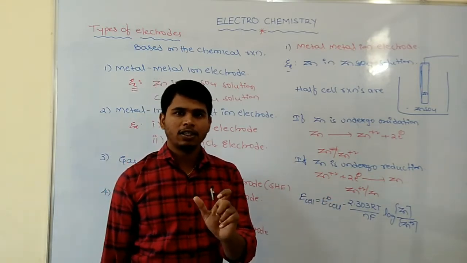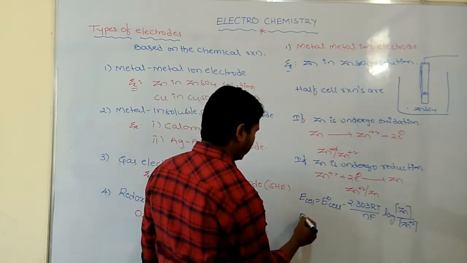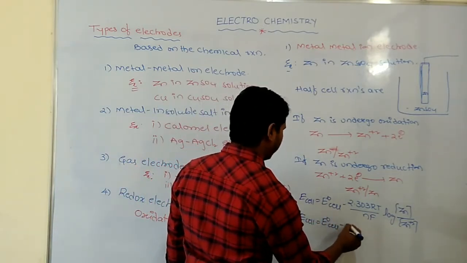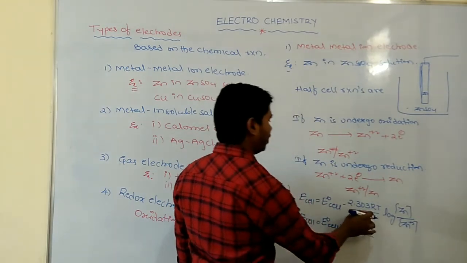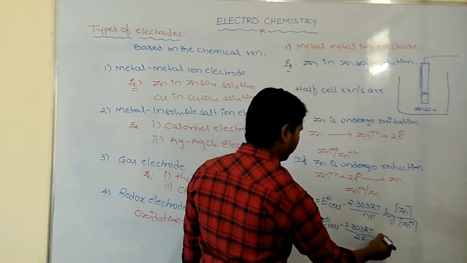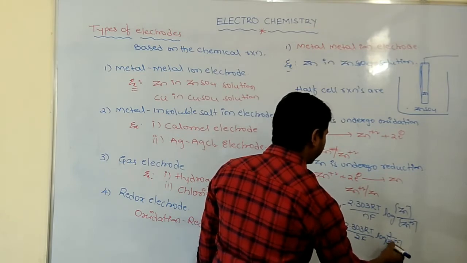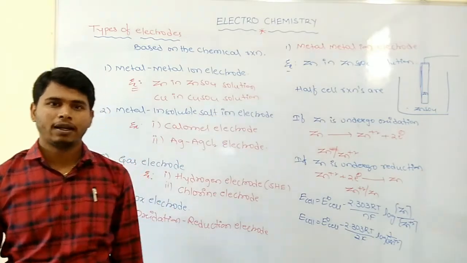Generally the concentration of the metal is equal to 1, so the equation is E cell is equal to E naught cell minus 2.303 RT by nF log 1 by concentration of zinc plus 2. Here n is the number of electrons involved in the redox reaction, which is 2. That is about the metal ion electrode.